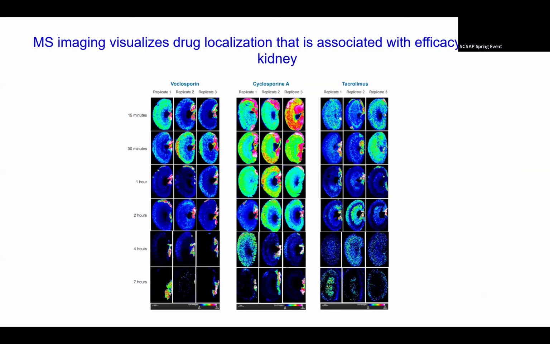We did a study for one company that wanted to know the location of small molecules: voclosporin, cyclosporin, and tacrolimus. Cyclosporin and voclosporin differ by only 2 carbons. The structures are extremely similar, so you would not expect much difference in terms of anything. However, cyclosporin is approved for transplantation, and its number one side effect is kidney nephrotoxicity.